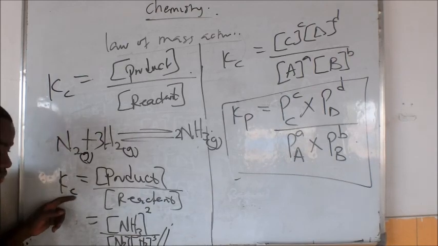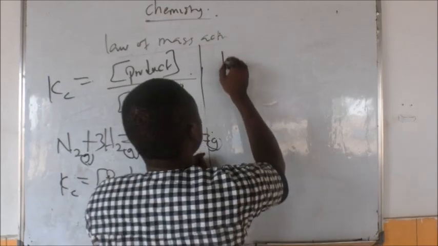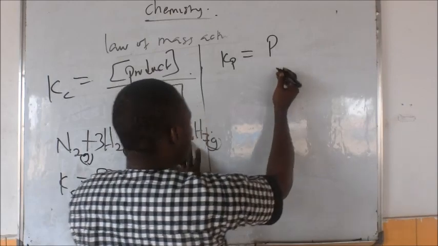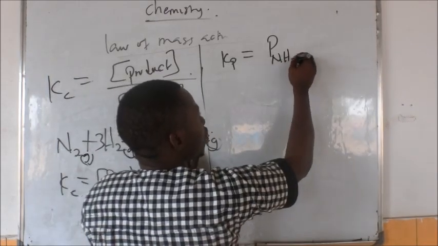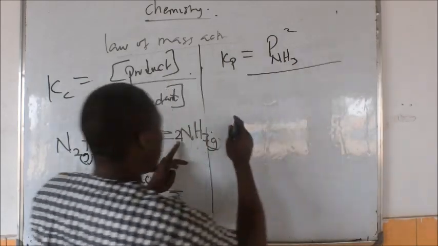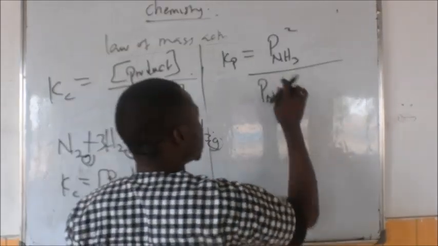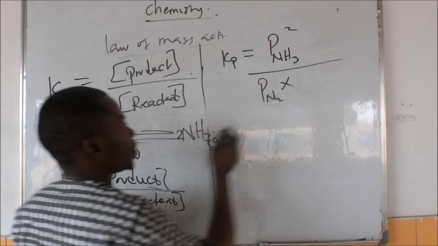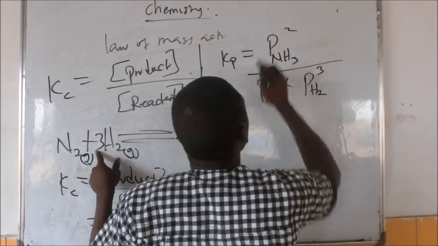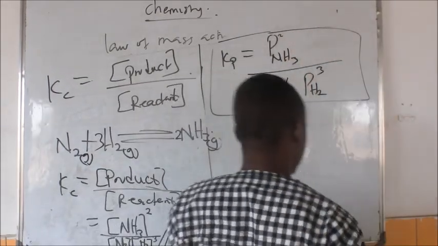For partial pressure, Kp will be equal to, still product, but we now call it P ammonia, NH3, raised to power 2, divided by P nitrogen, which is raised to power 1 or you may not write it, multiplied by P hydrogen raised to power 3. So this is the equilibrium constant in terms of partial pressure.